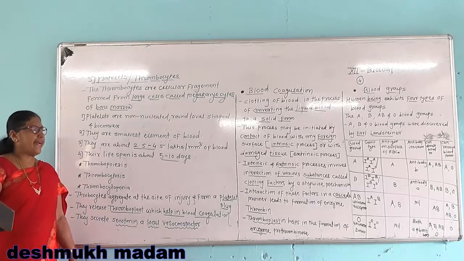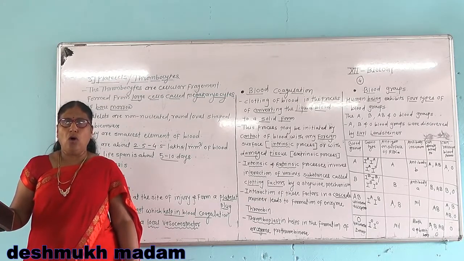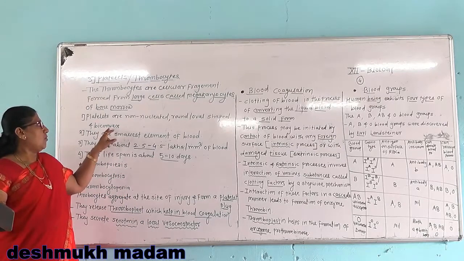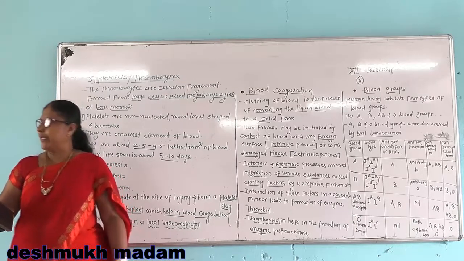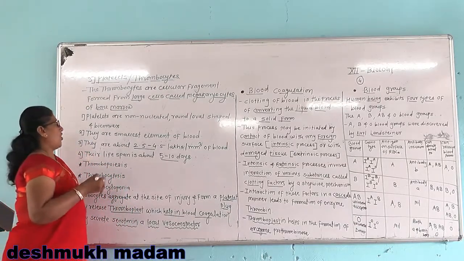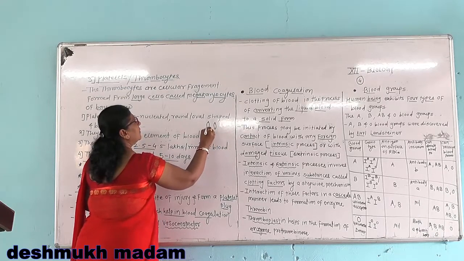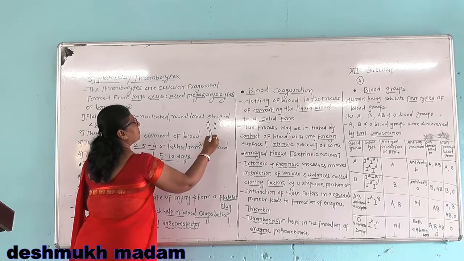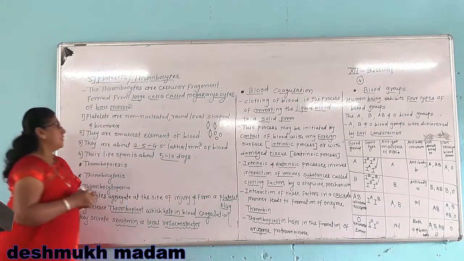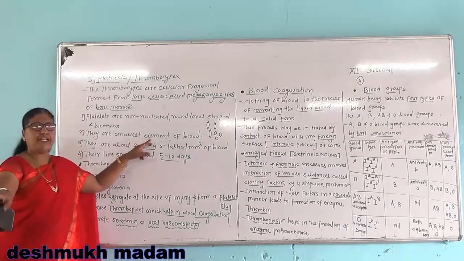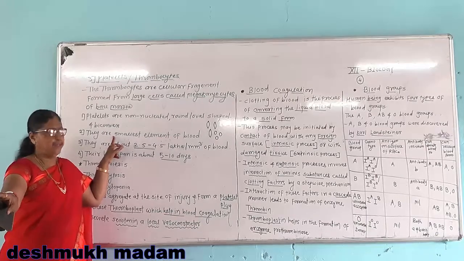Platelets are non-nucleated, rounded or oval shaped, and biconvex. They are the smallest element of blood.